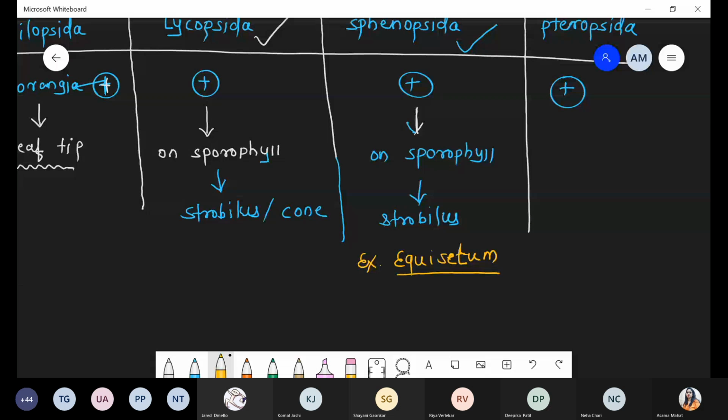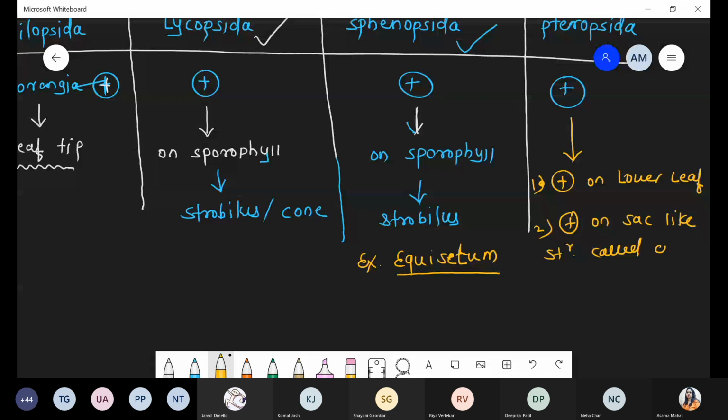Now, when we talked in the last class about sporangia, one condition is that they are present on the lower leaf. And the other condition is that they are present on a sac-like structure, and that sac-like structure is called the sporocarp.